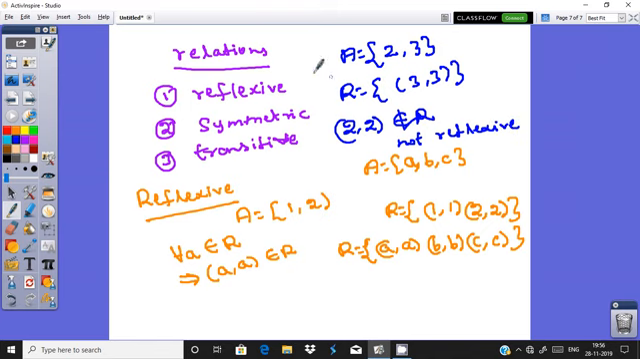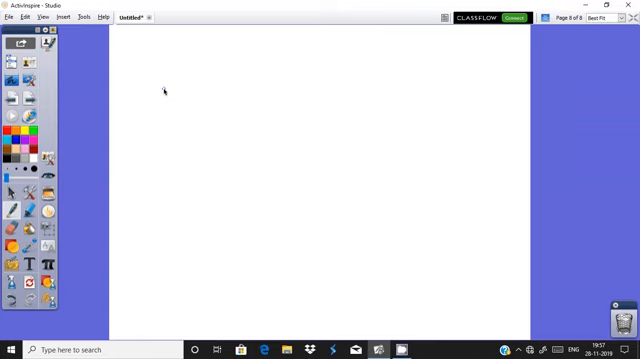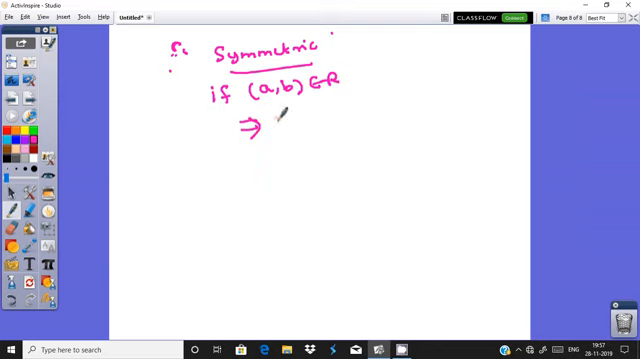Now we'll go for the next one. The next is called symmetric. For symmetric, the condition is: if (a, b) belongs to relation R, that implies (b, a) also belongs to R, then it is called symmetric.